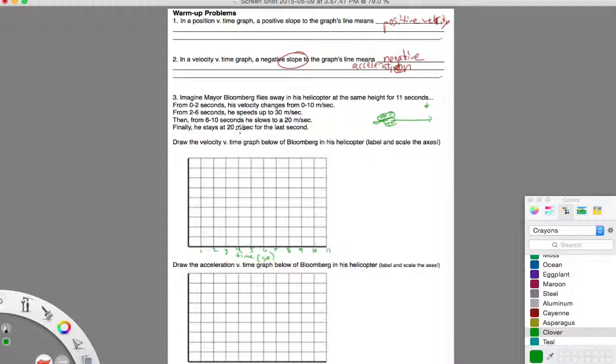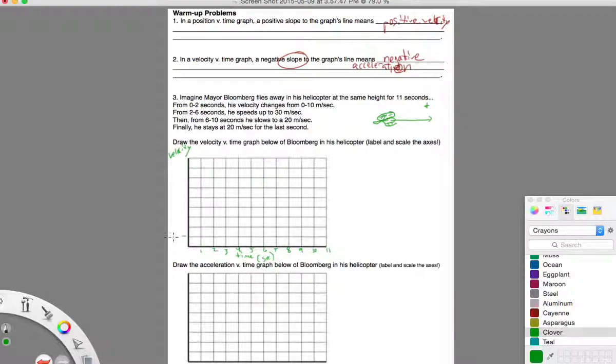Well, I can look at this and I can see what his velocity is going to change from. So it goes from 0, and I see that it speeds up to 30, to 20, to 20. Okay. So I think the highest it goes is 30. So let's see, if this was increased by 5, that would be 5, 10, 15, 20, 25, 30, 35, 40. That's about right. We could do something like that. So this is going to be velocity on this side.